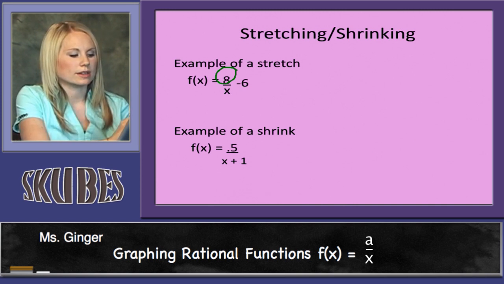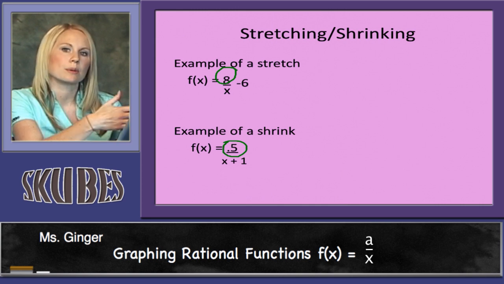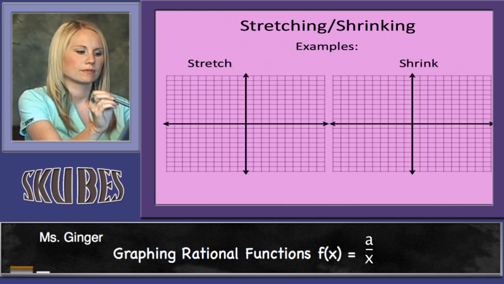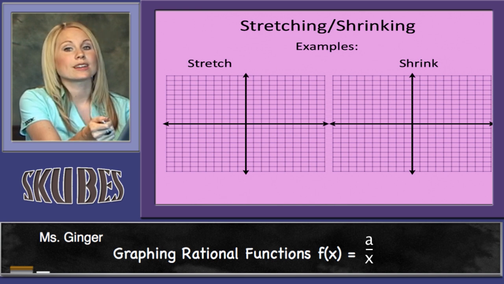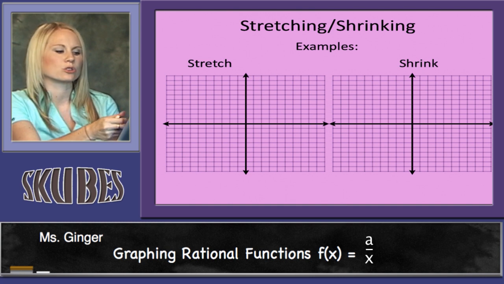Down here at the bottom, we've got an example of a shrink. We know that because our number over x this time is 0.5. It's between 0 and 1, so that's going to compress it down towards the x-axis. The next thing we want to do is take a look at the graph of what that looks like. What does a stretch look like and what does a shrink look like?